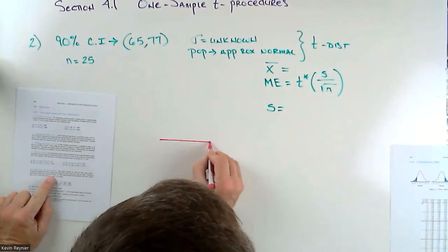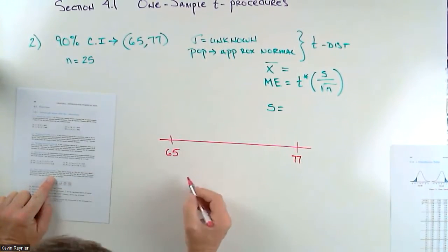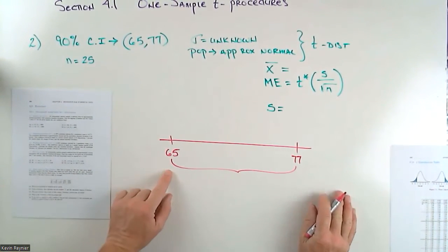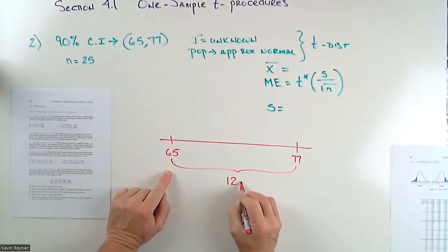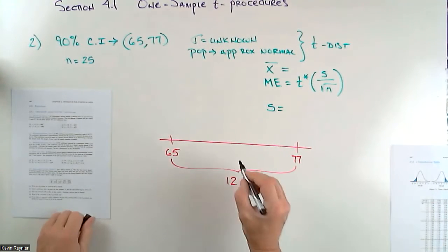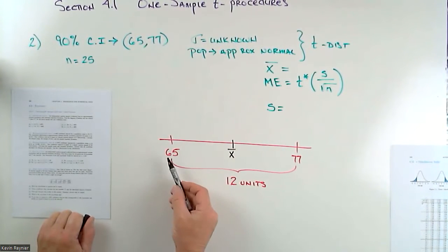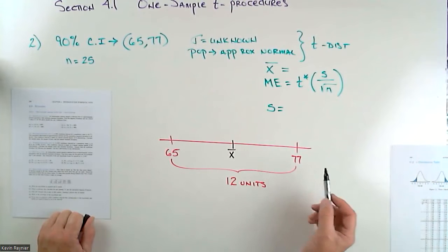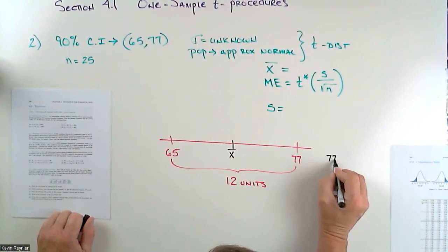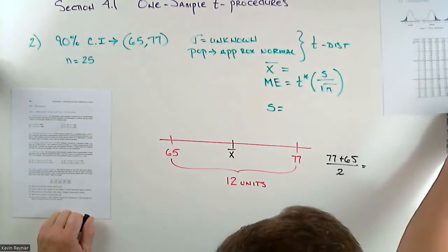Our confidence interval goes from 77 down to 65. The span of that from 65 to 77 is 12 units. Well, the mean is the midpoint of the confidence interval, right? We know the sample mean comes in the middle. X bar is right there. So we need the number that's halfway between 65 and 77. A simple way to find that would be 77 plus 65 divided by 2. Find the average of the 2 numbers. That's one way to do it.